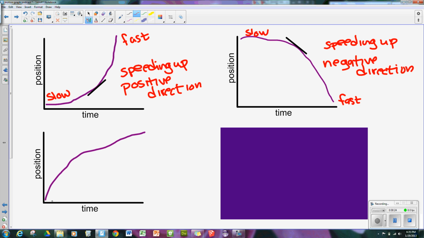Now we'll go from steep, which is fast, to more gentle, close to horizontal, right? Horizontal 0 slope, which is slow. So fast to slow is slowing down. And the slope of our tangent line is positive. So this is the positive direction.